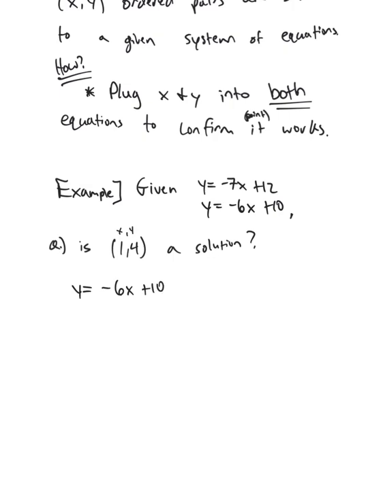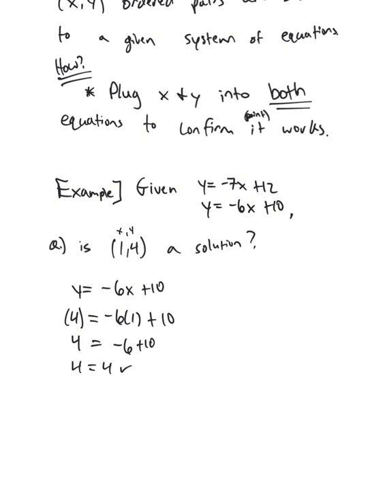We're going to substitute in x and y. So for y, we're substituting 4. For x, we're substituting 1. I took my ordered pair (1, 4) and plugged them in for x and y respectively. When you substitute, guys, get in that habit of using parentheses. So 4 equals negative 6 plus 10. Yeah, guys, 4 equals 4.